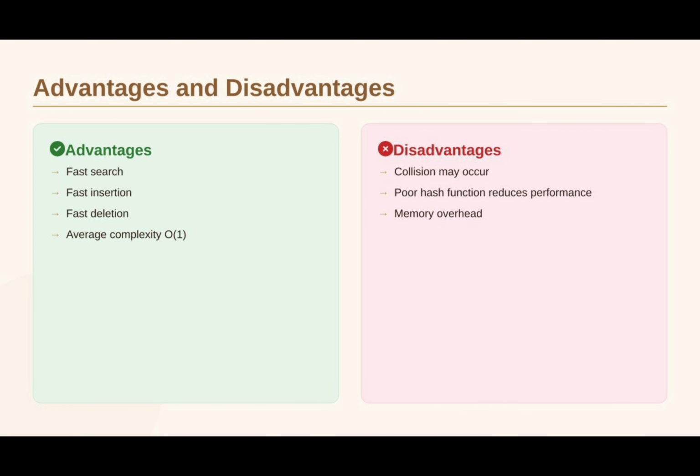Now let's look at the advantages and disadvantages of hashing. The major advantage is its speed. Searching, insertion, and deletion can usually be performed in constant time, which is order of 1. Hashing is therefore much faster than many traditional searching methods. It is widely used in real world systems where quick data access is required.